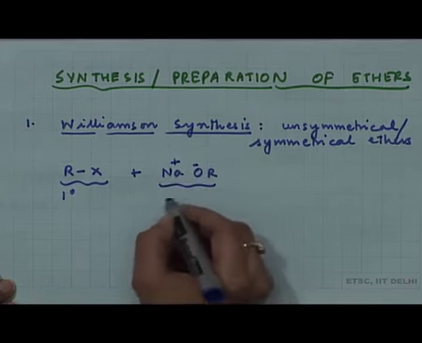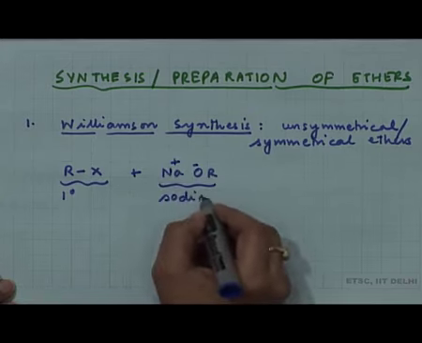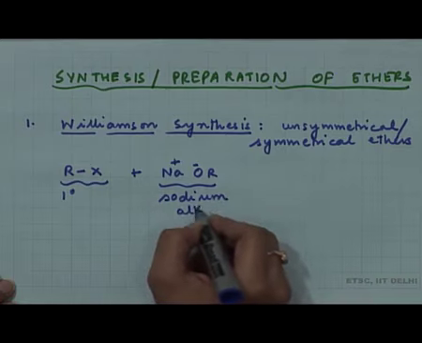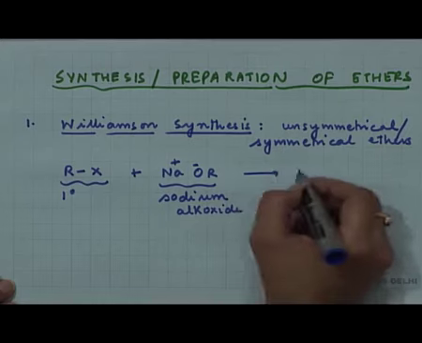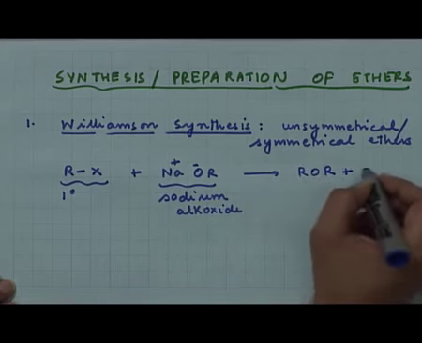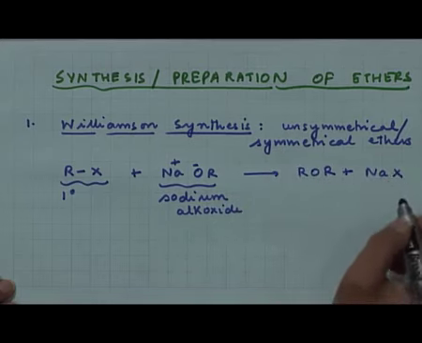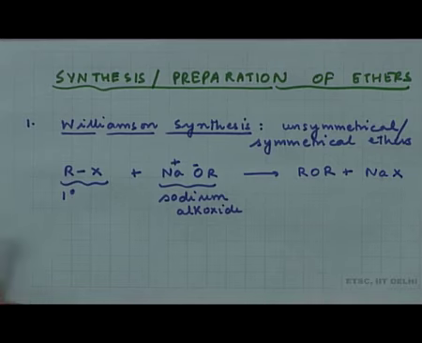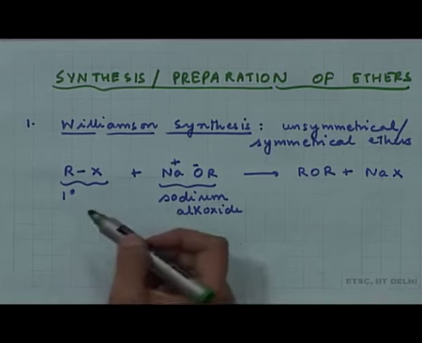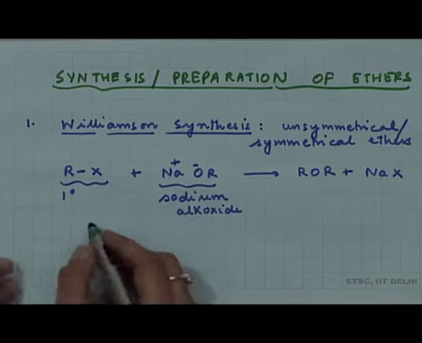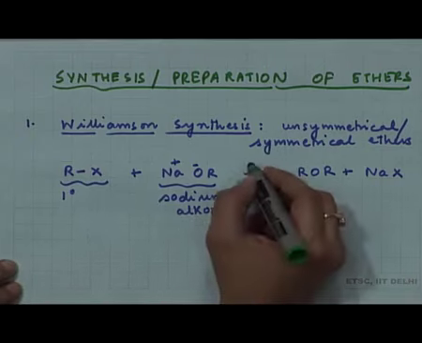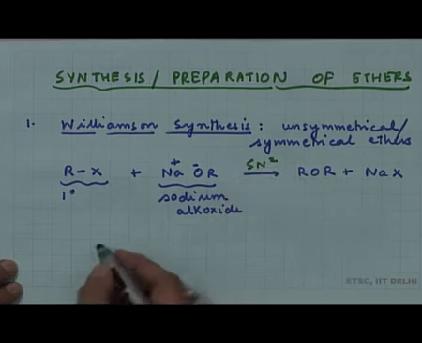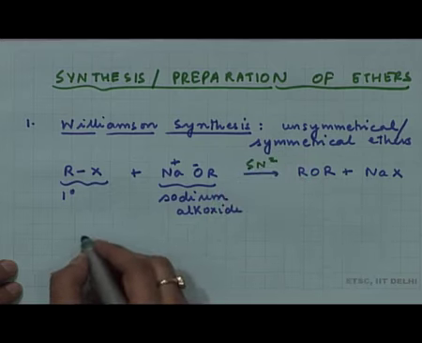Okay. So, this is the sodium salt of an alcohol which is called sodium alkoxide. So, when you react the alkyl halide with sodium alkoxide, you get the corresponding ether along with formation of sodium halide. So, in this case, as I told you, the limitation is that this has to be a 1 degree alkyl halide. Why so? Because the reaction which is involved here is an SN2 type of reaction. So, it is an SN2 substitution reaction.